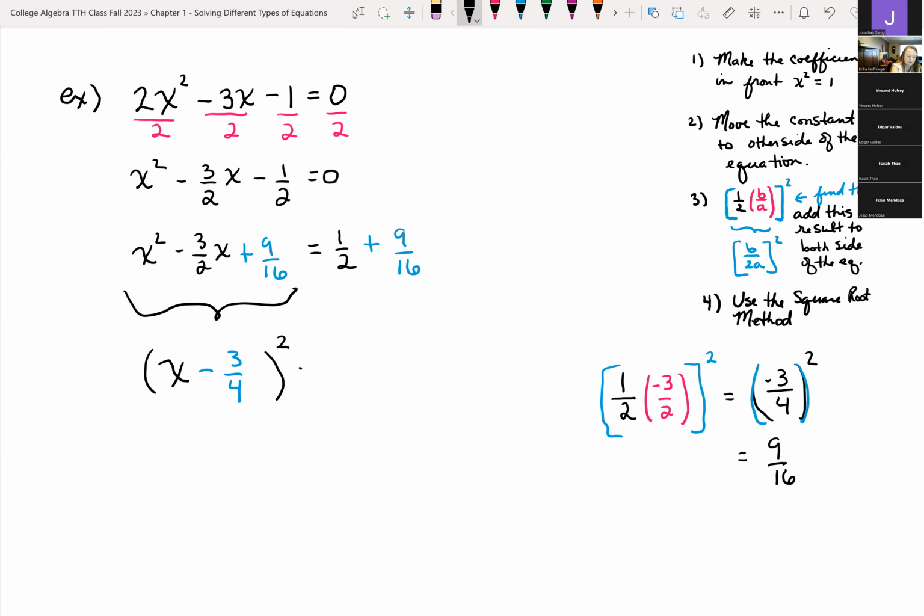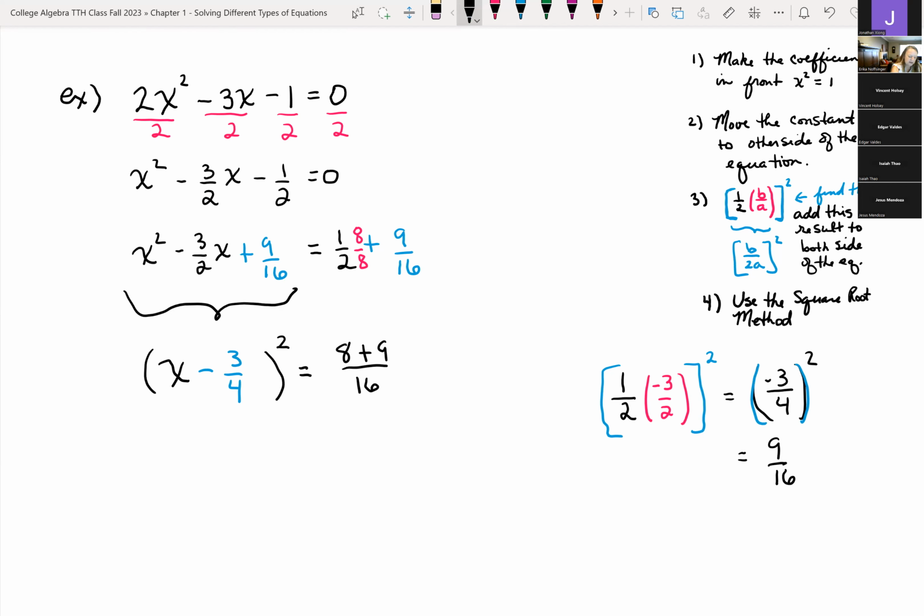This is equal to, I notice I can combine those fractions once I get a common denominator. My common denominator is 16. I have that for one of my fractions, so I need to multiply the 1/2 by 8 over 8 to get a 16 in that denominator. So that would give me 8 plus 9 all over 16 on the right-hand side.